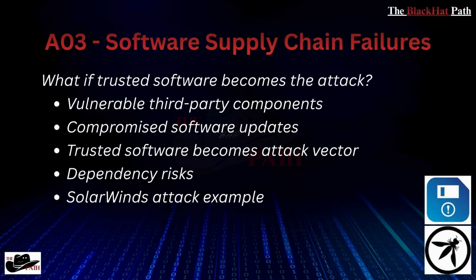Imagine you are building a house using bricks supplied by another company. If those bricks are defective, your house becomes unsafe even if your construction work is perfect. Software works the same way. If one trusted dependency contains a vulnerability, yours is unintentionally compromised. Every application using it may also become vulnerable. One of the most famous examples is the SolarWinds attack, where attackers compromised a trusted software update. Organizations installed the update because they trust the vendor, unknowingly allowing attackers into their network.